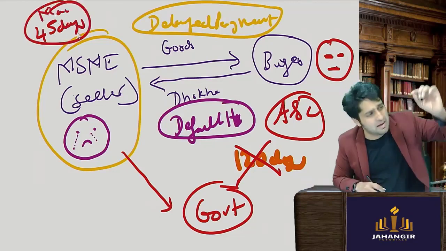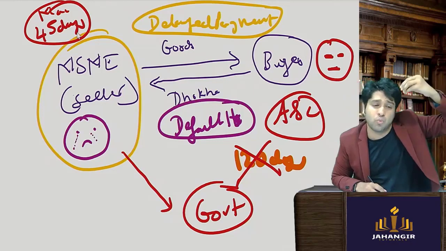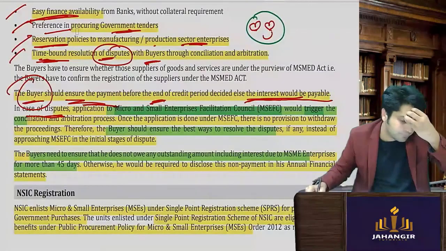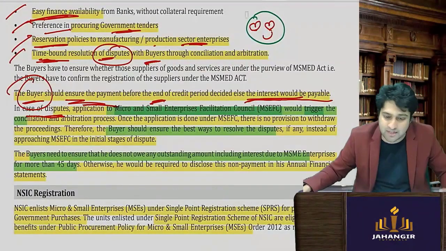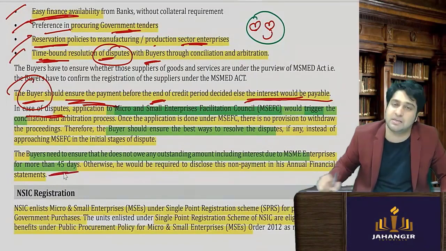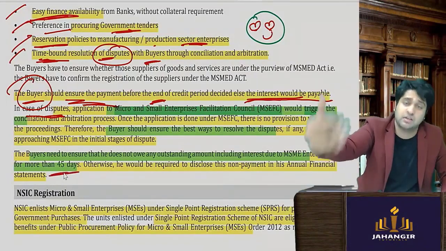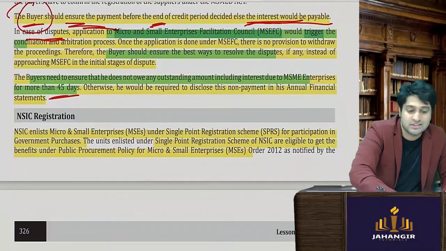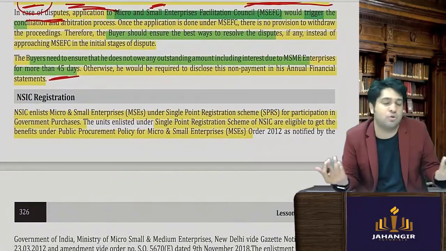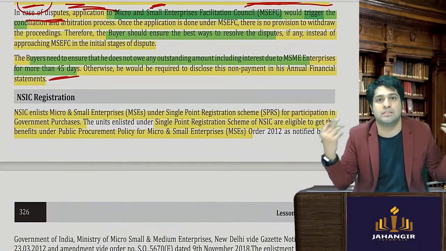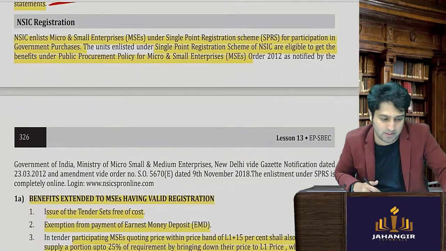That means within 45 days you must make the payment. Whatever you must have discussed, you have to pay. Clear now? So 45 days is there. Within 45 days you have to pay the MSME, otherwise you have to pay with compound interest. So this is good. If I am an MSME, I would love this thing, because the government is protecting me.